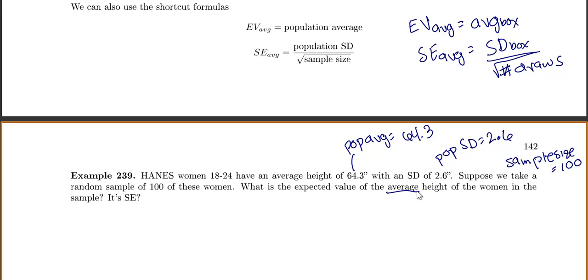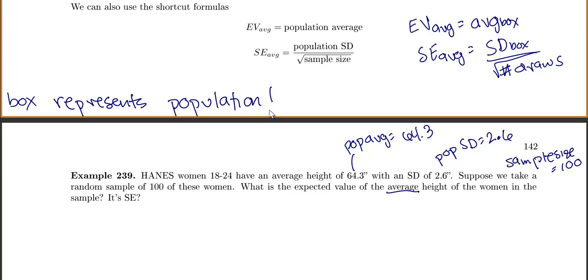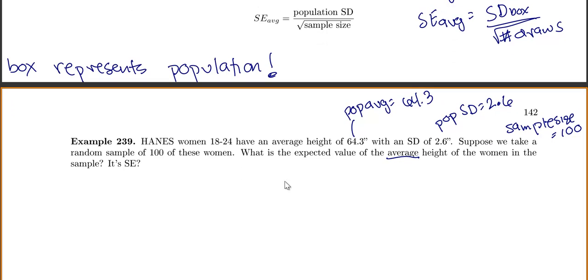So we want the average height. That's what we're interested in. So once again, we have our population average, population standard deviation, and sample size. You can, if you want, change it to average and standard deviation of the box instead of saying population average and population standard deviation, because your box is just the same thing as your population. So now let's just use our shortcut formulas. It actually makes our problems very simple. So the expected value of the average is just equal to your population average, which is 64.3.